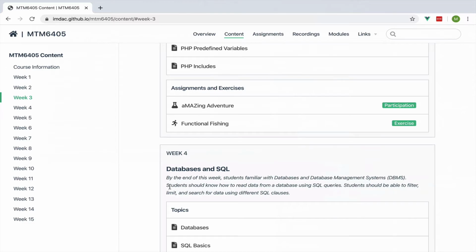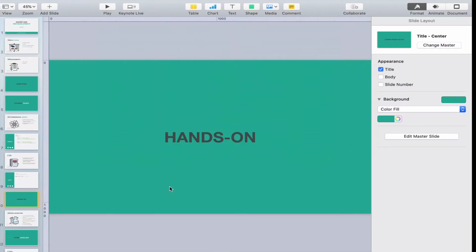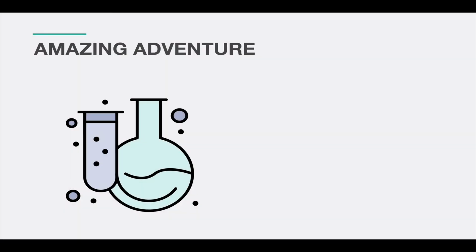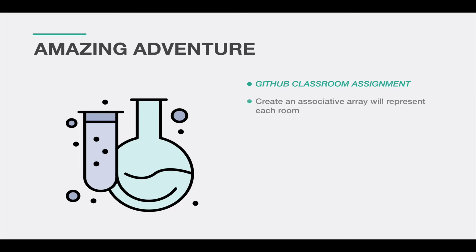While we're waiting for that to post, let me talk about your assignment because you're going to be doing this right after we do our hands-on. Your in-class participation exercise is Amazing Adventure. This is a GitHub Classroom assignment, mostly because there are some starter files I'm providing for you. So you need to accept it so you can download the starter files.